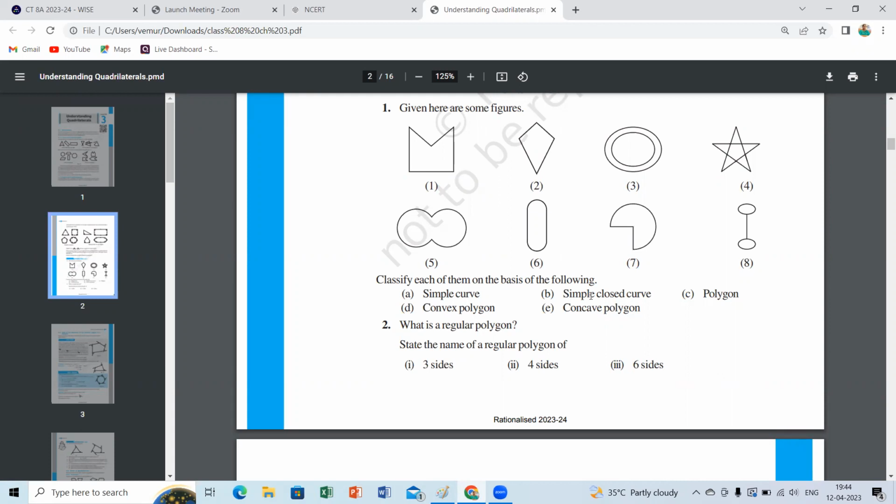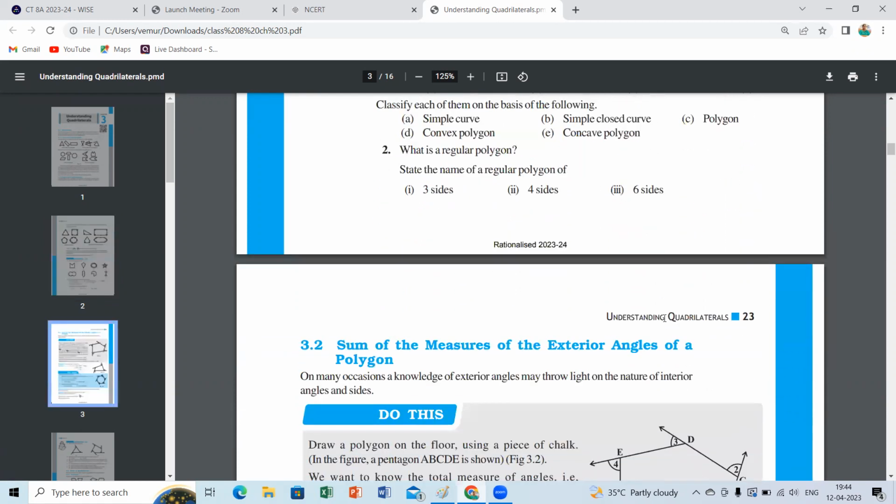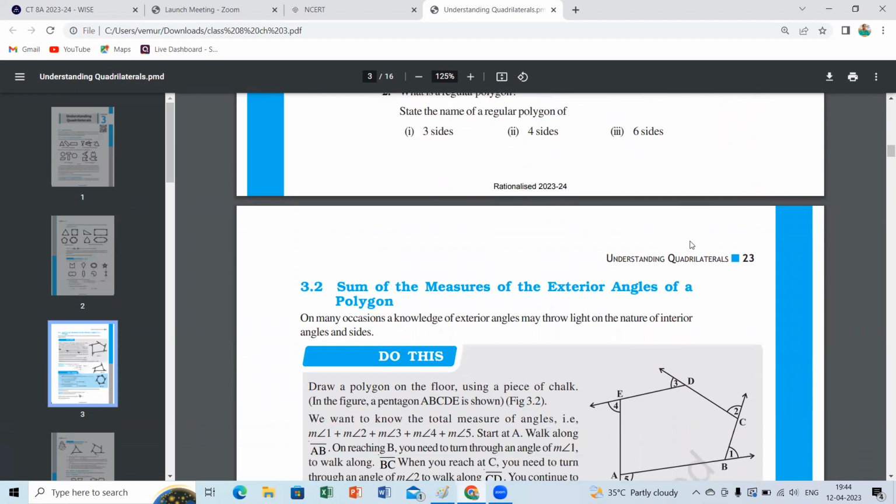Then classify each of the following. What are regular polygons? Three sides. State the name of the regular polygon with three sides. Equilateral triangle. Yes. Four sides: regular square. Very good, square. Six sides: regular hexagon.